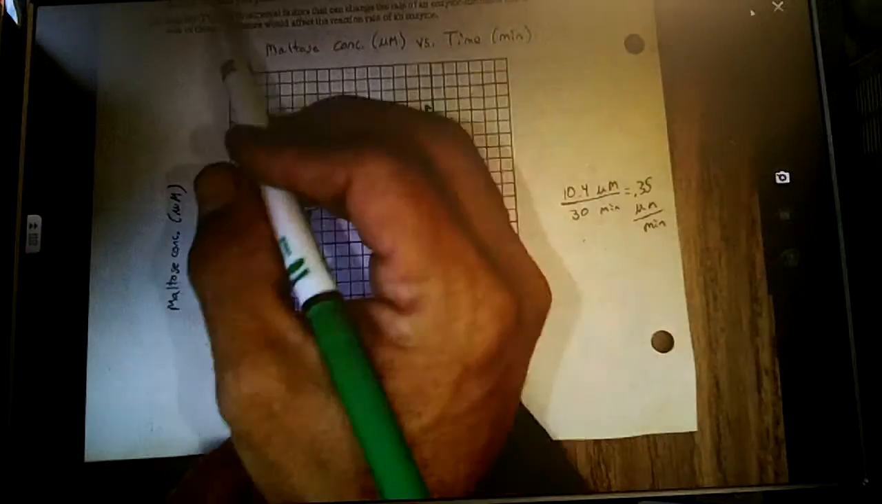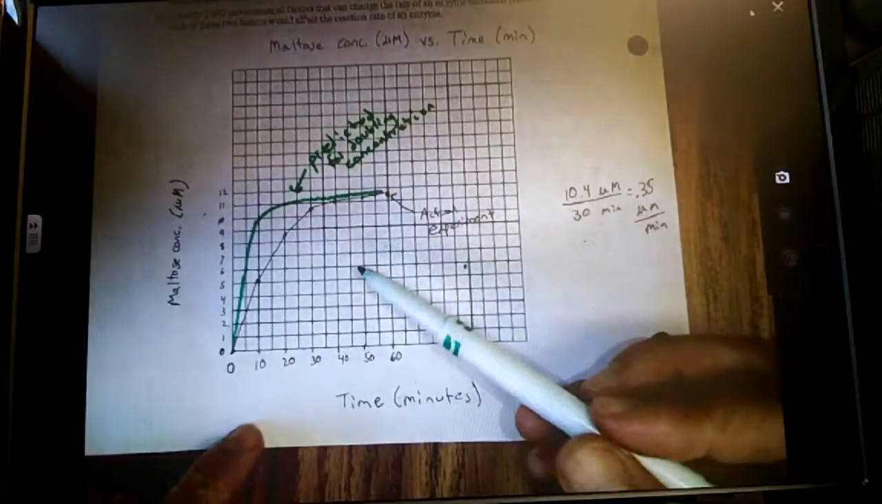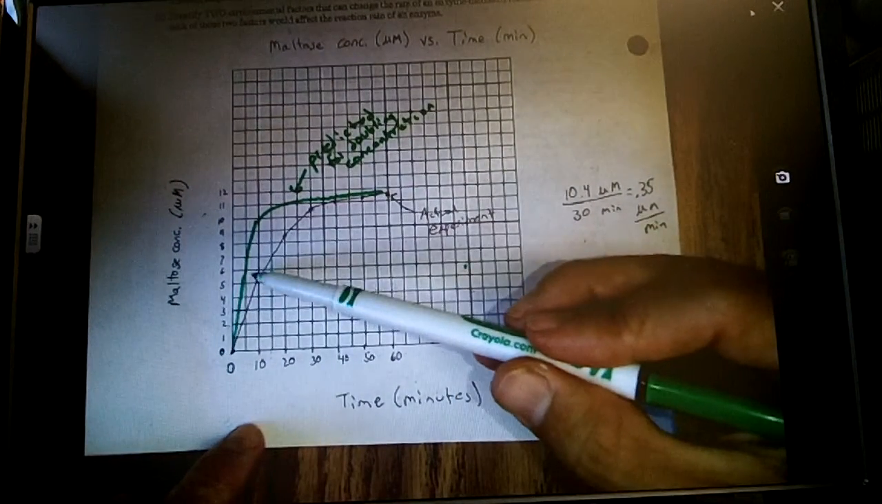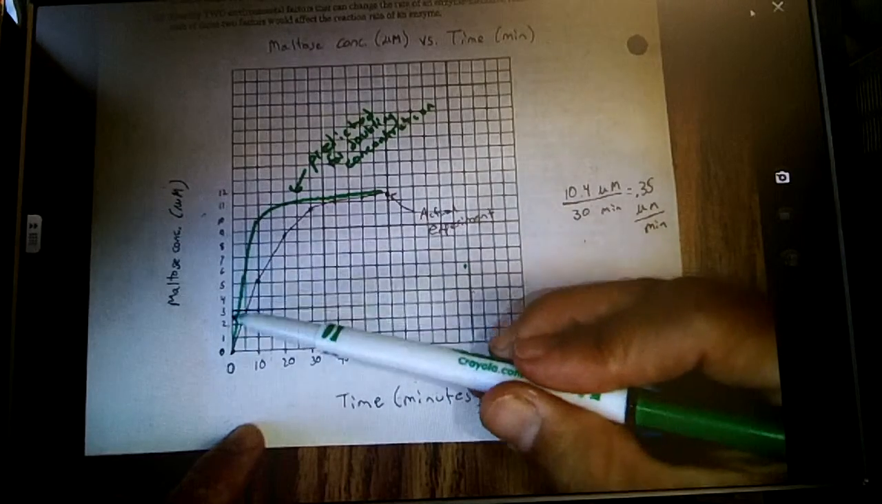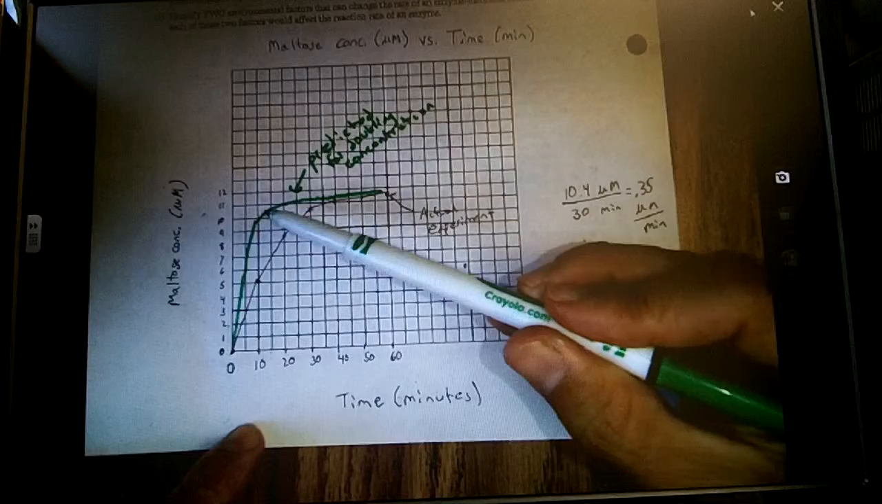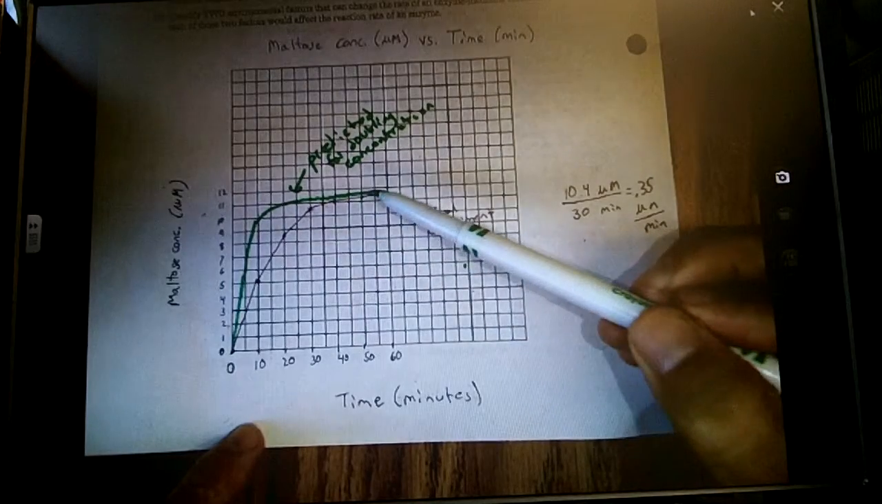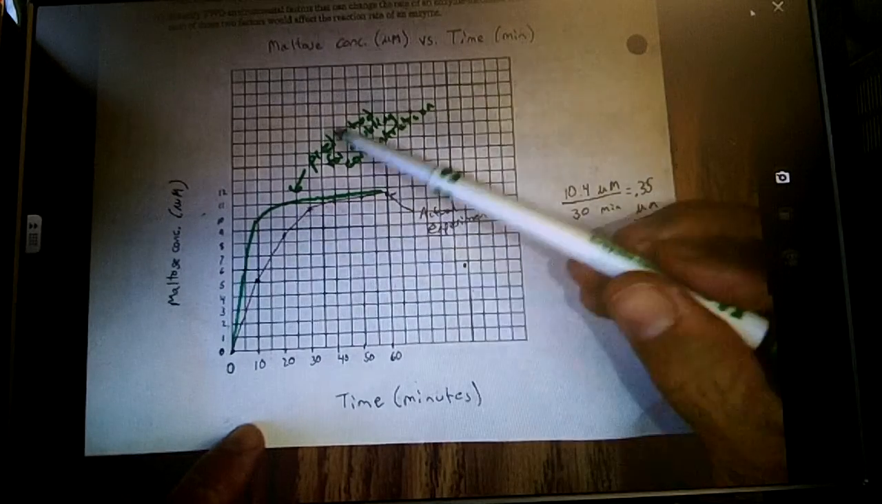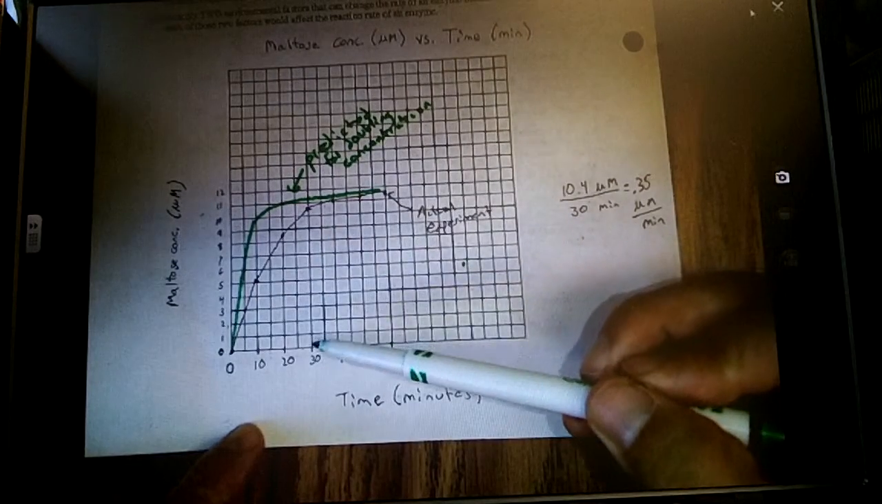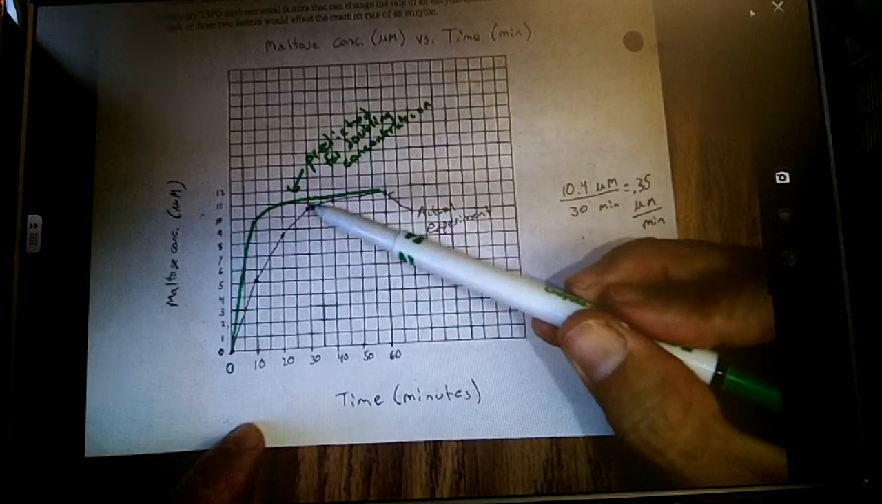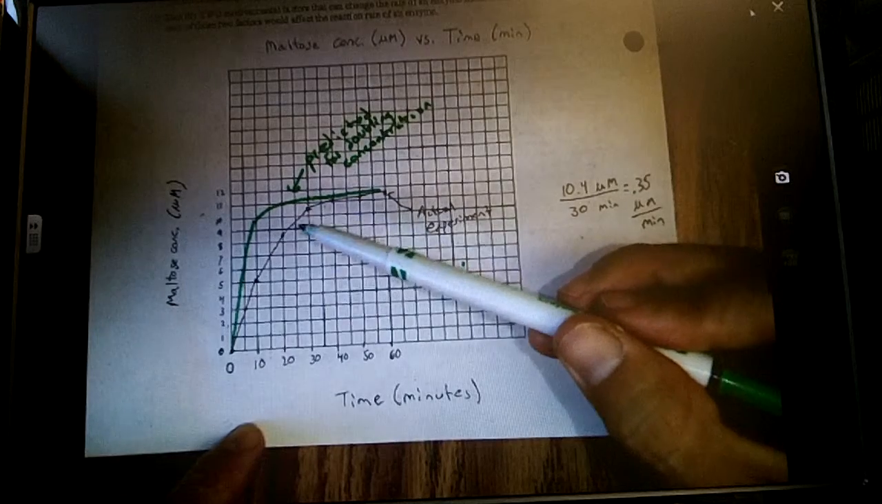So, explain your predicted results. So I would say that since there's more enzyme, we're breaking down the starch a lot faster, we produce maltose a lot faster, and then it levels out for the same reason that this one did. You have to match what you said earlier. So I'm saying it levels out after 30 minutes because we ran out of product.